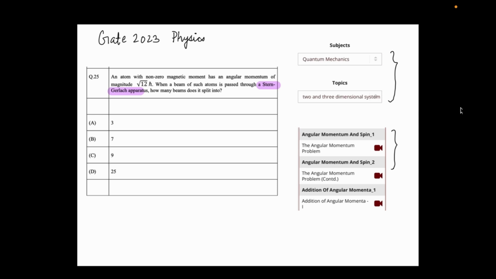So you have an atom with a non-zero magnetic moment, and it has an angular momentum, basically the initial state, which corresponds to the angular momentum square root 12 h bar. So that gives you an idea about the initial state which you are putting through the apparatus. Our point is to find how many beams that beam of atoms will split into. So it will split with certain probabilities, right?